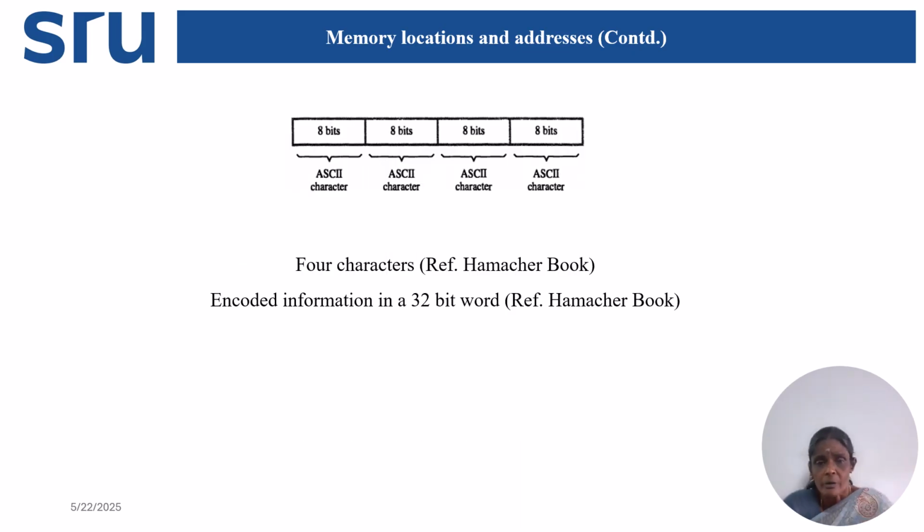And then ASCII characters. For that, how are they stored? Normally, this 32-bit word is split into 4: first 8 bits, then 16, then 24, and then 32 bits. These 32 bits are divided into 4, each having 8 bits. So ASCII character 1, 2, 3, 4.